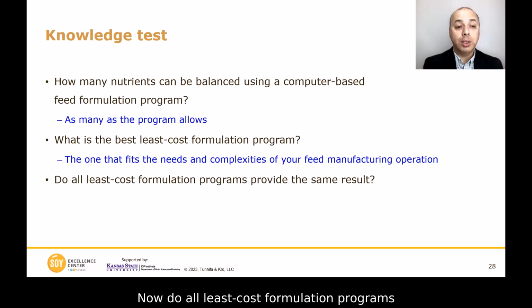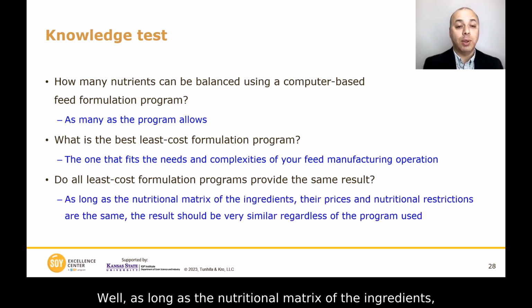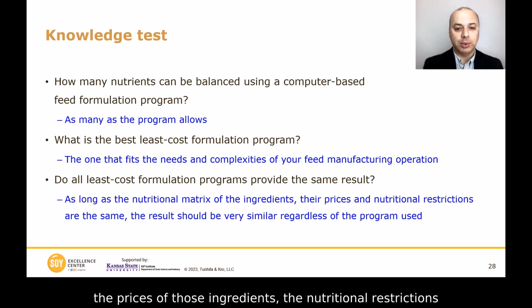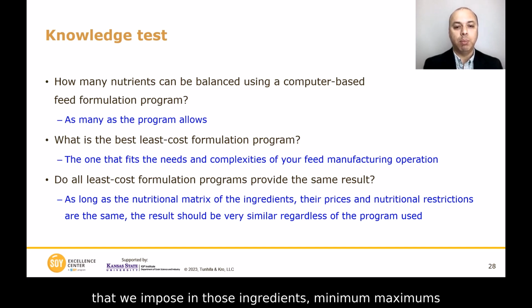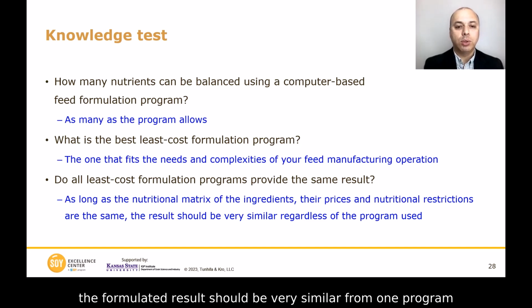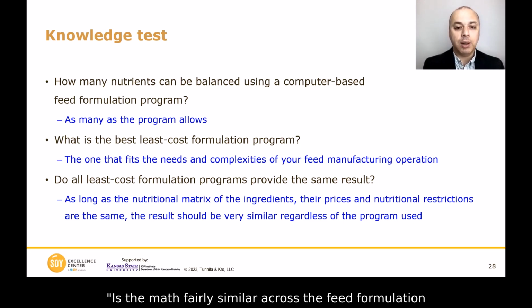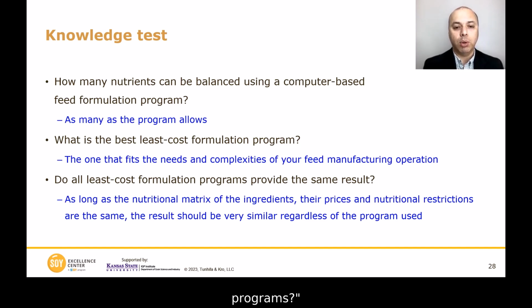Now, do all these least cost formulation programs provide the same result? So how do I choose one? Will they all provide the same result? Well, as long as the nutritional matrix of the ingredients, the prices of those ingredients, and the nutritional restrictions that we impose on those ingredients, minimums, maximums, and fixed values, are the same, the formulated result should be very similar from one program to another. So the question here is basically, is the math fairly similar across the feed formulation programs? The answer is yes.